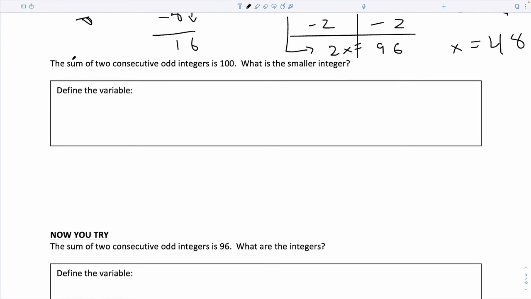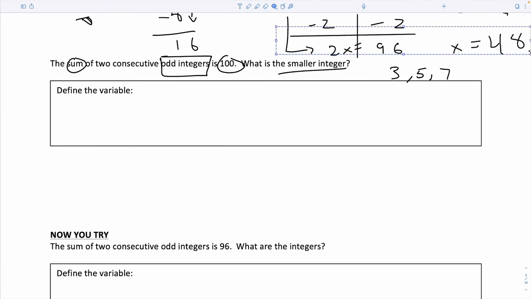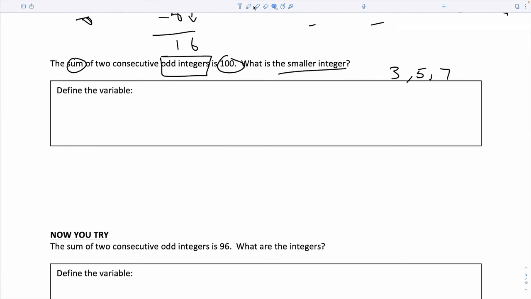The sum of two consecutive odd integers, box odd integers, is 100. What's the smaller integer? Give me 3 consecutive odd integers. Just any random, yeah? 3, 5, and 7, sure. Write that here. Okay. If x is the first odd integer, that's the smaller one, what would I add for the larger one?